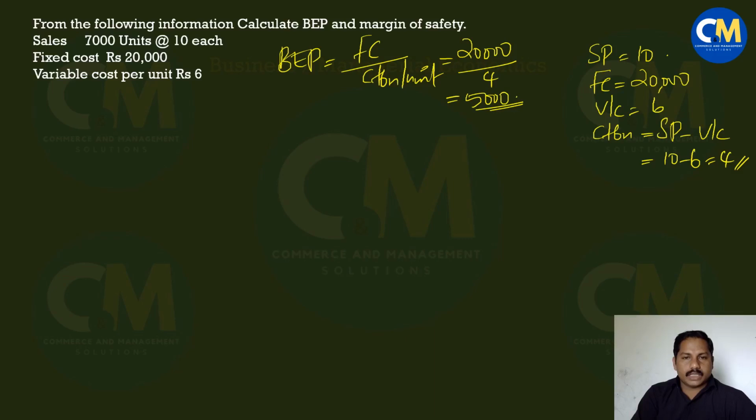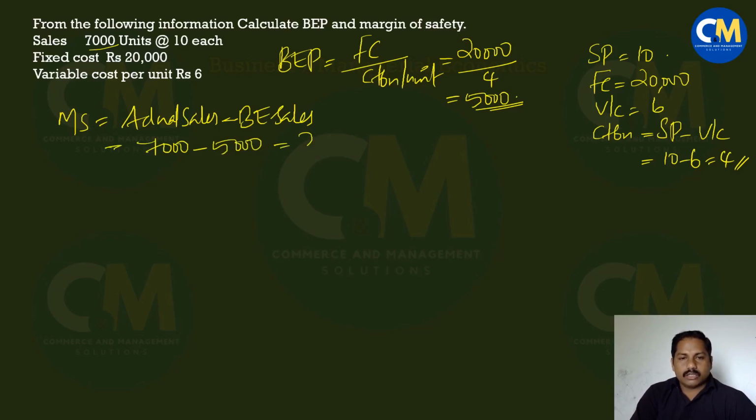Then the second part is to calculate margin of safety. To calculate margin of safety, we can use another equation, that is actual sales minus break-even sales. Actual sales is given in the question, that is 7,000. Break-even sales we got is 5,000. So margin of safety is equal to 7,000 minus 5,000, which is 2,000 units.